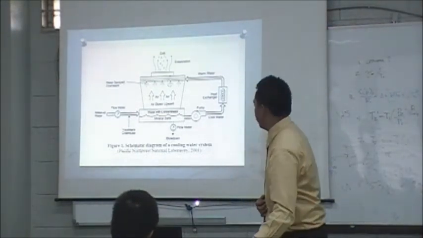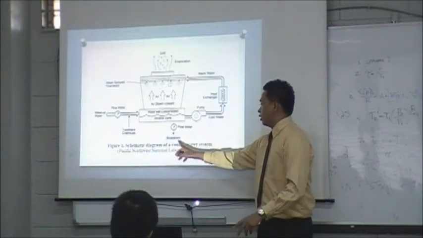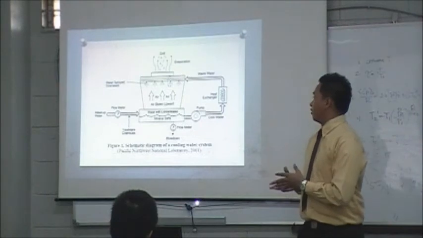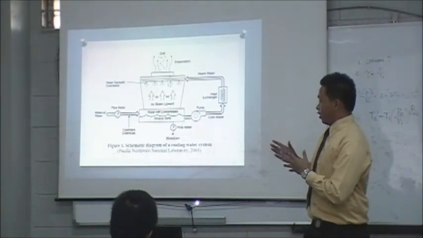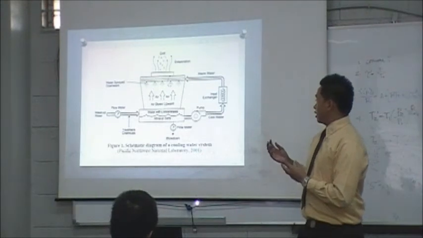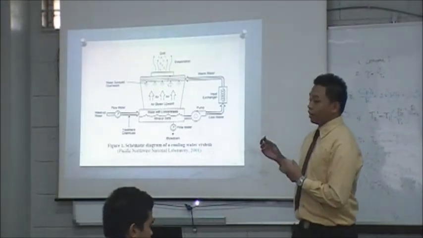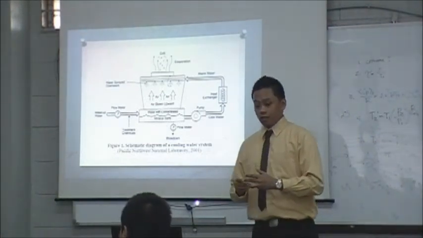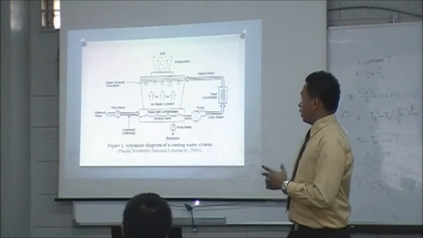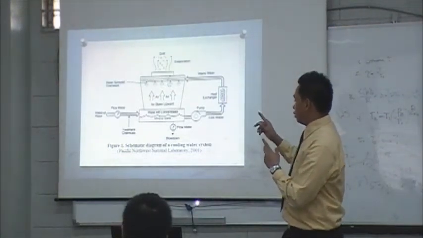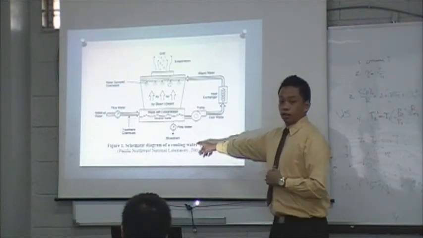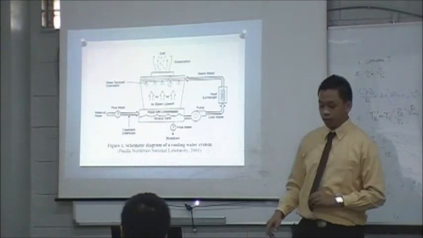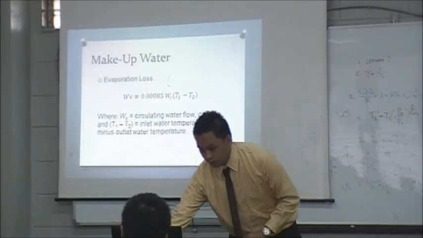Then we have blowdown. Blowdown is needed in a cooling water system because we have evaporation losses. And due to evaporation, the salt and metal concentration in our cooling tower tends to concentrate. And to avoid scaling due to high concentration of salt, we need to remove the water that has high concentration of mineral salts, then replace it with makeup water. So that's it.